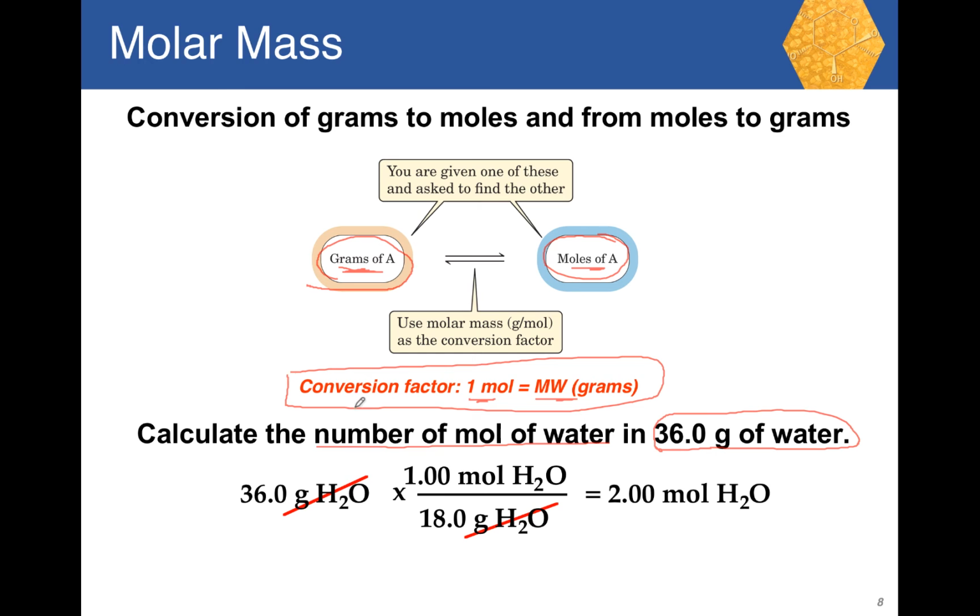So here's our conversion factor. We know that 1 mole of water is equal to 18.0 grams of water, because that is the molecular weight of water. So this is our conversion factor right here. And we have 36.0 grams of water. We set up our conversion factor so that these numbers cancel out, and we end up with, over here, moles. So we have 2.0 moles of water. Bottom line, 36 grams of water is equal to 2.0 moles of water.